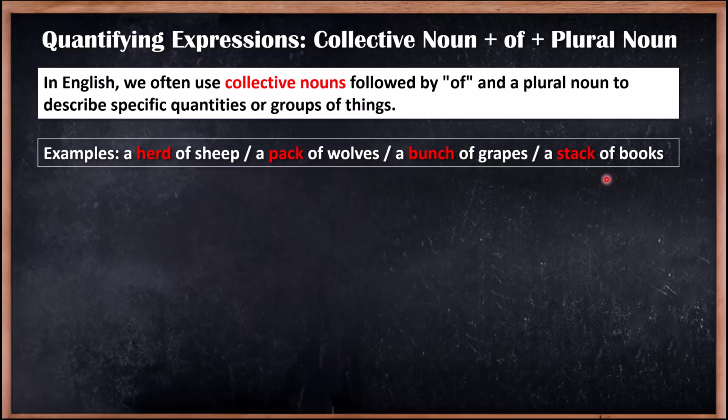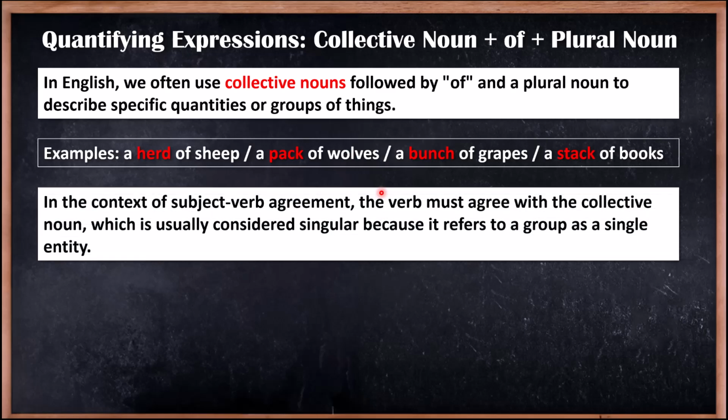In English, we use certain collective nouns when referring to certain animals or certain things. We would not say a pack of sheep. We always say a herd of sheep. So a herd refers to multiple sheep, and a pack refers to multiple wolves.